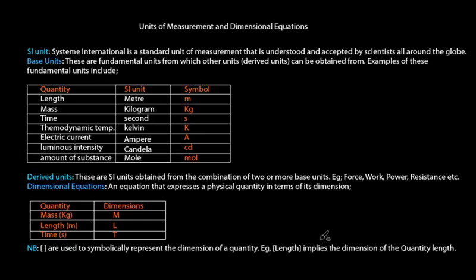So let's have a look at some quantities and their dimensions. The first one we want to look at is speed. Like I said, to find the dimension of speed, we need to put it into this bracket. So speed is given to us by what? Distance over time.